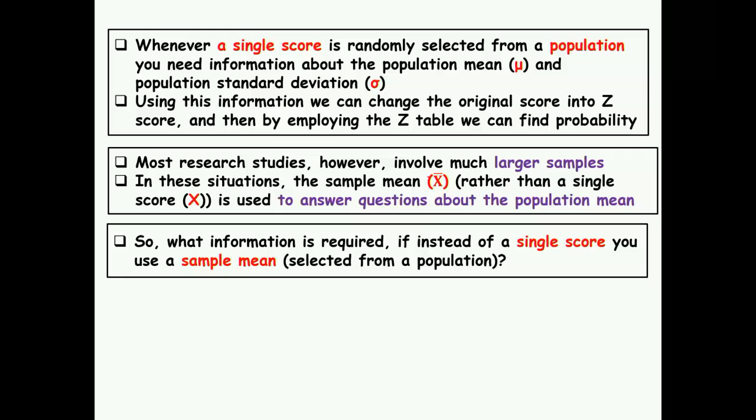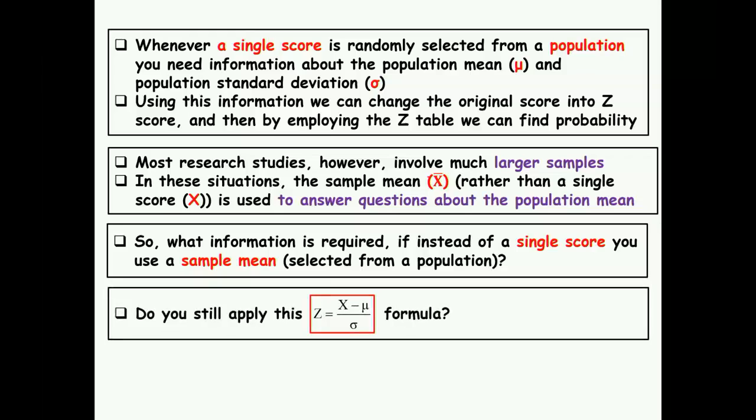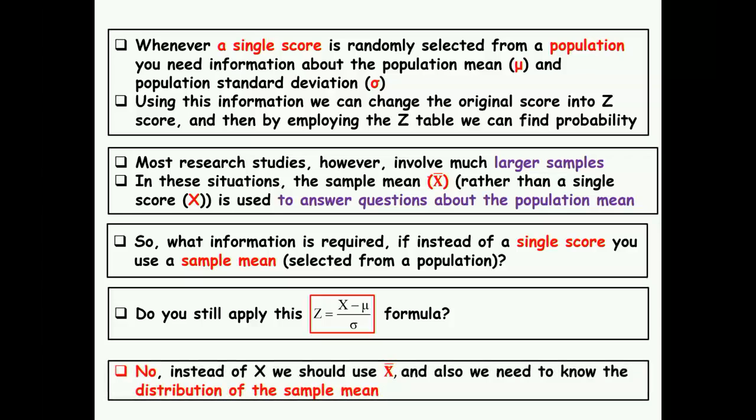For a sample mean, first of all, we are not going to use this formula. At least we have to change this one to X bar because we are talking about samples. So instead of X, we should use X bar. And also we need to know what is the distribution of the sample mean, because there are so many samples. So you would like to know what is the distribution of all these samples.